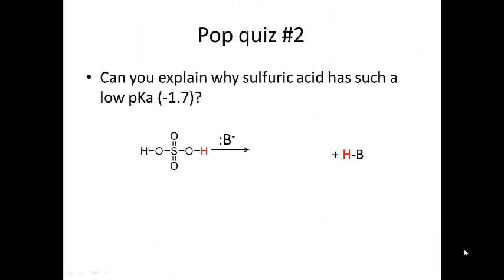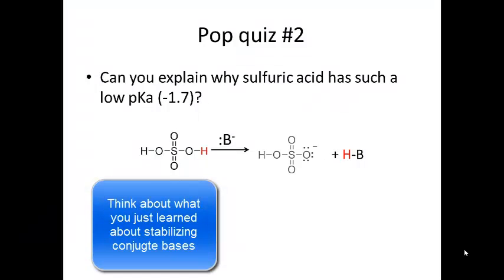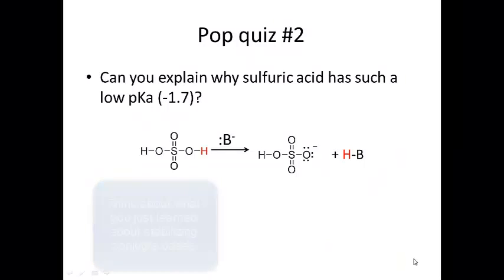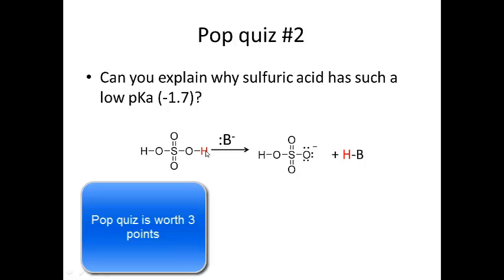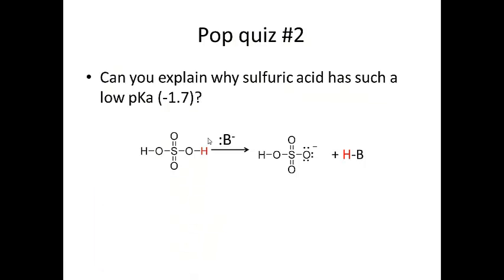So here's your second pop quiz. Can you explain why sulfuric acid has such a low pKa? And I'll give you a hint by showing you what the conjugate base is. All right, so here's the conjugate base. If one of the two protons on sulfuric acid gets deprotonated, can you explain why this has such a low pKa? Again, the pop quiz is worth 3 points. So take out a piece of paper, pause the video, and go ahead and try and work on this and see if you can explain it based on what we just learned.